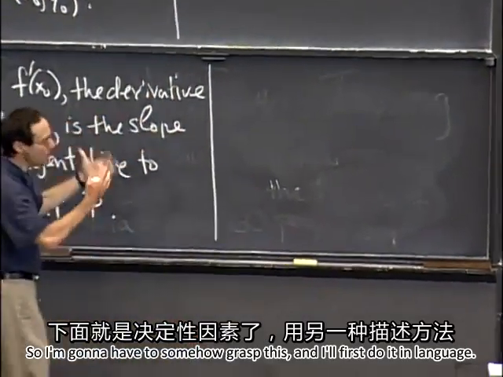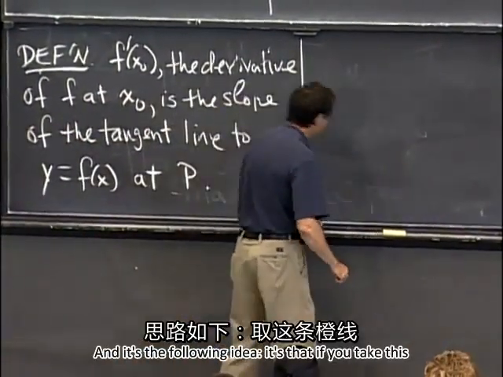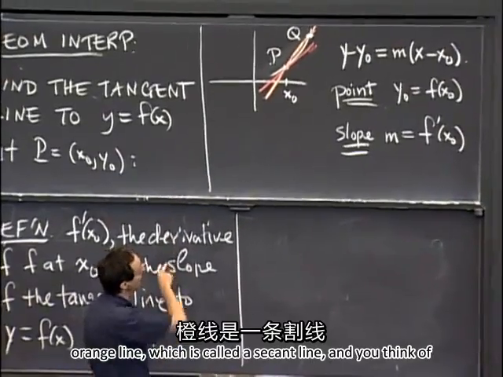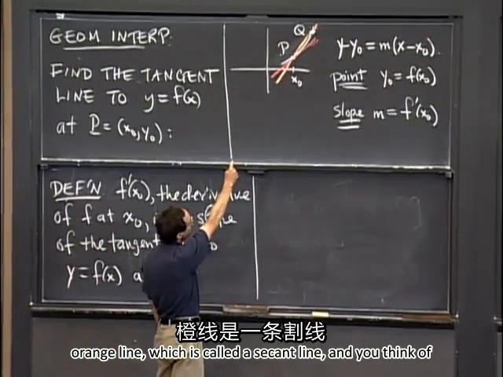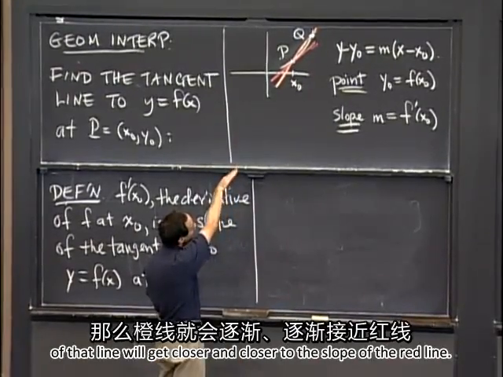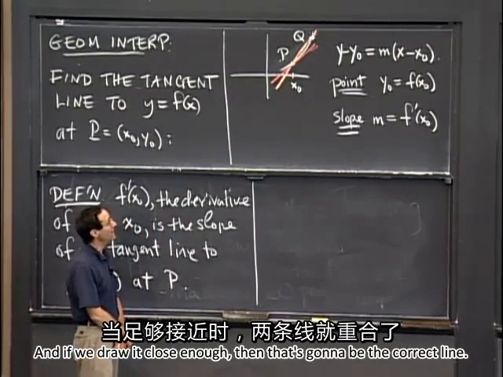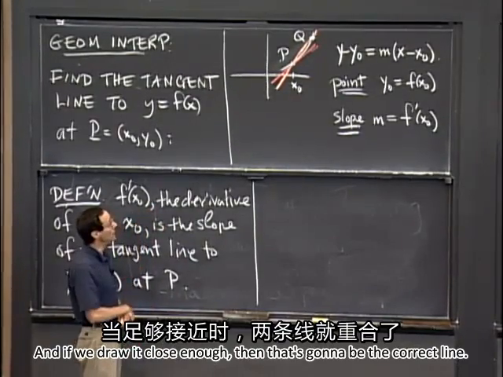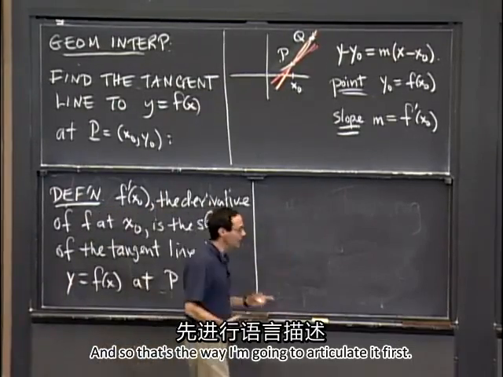So I'm going to have to somehow grasp this, and I first do it in language. And it's the following idea. It's that if you take this orange line, which is called a secant line, and you think of the point Q getting closer and closer to P, then the slope of that line will get closer and closer to the slope of the red line. And if we draw it close enough, then that's going to be the correct line. So that's really what I did sort of in my brain when I drew that first line. And so that's the way I'm going to articulate it first now.